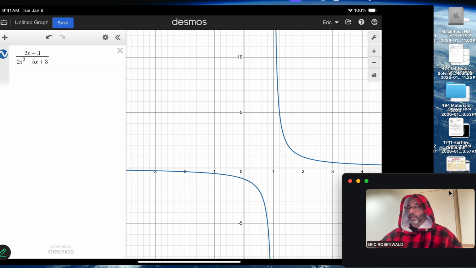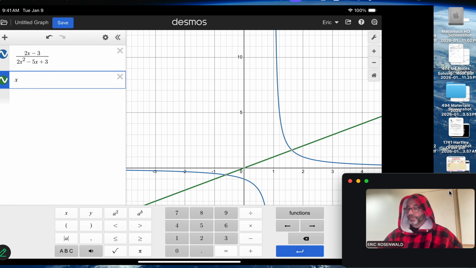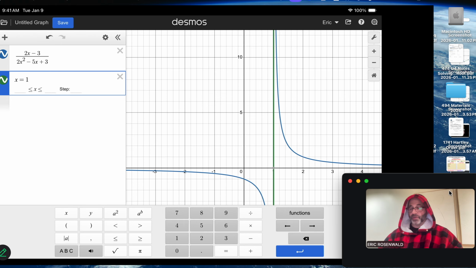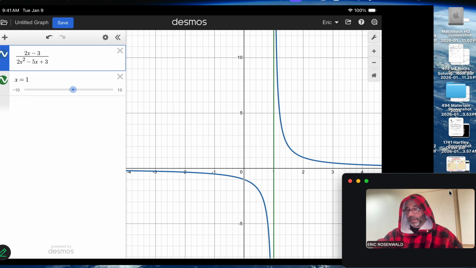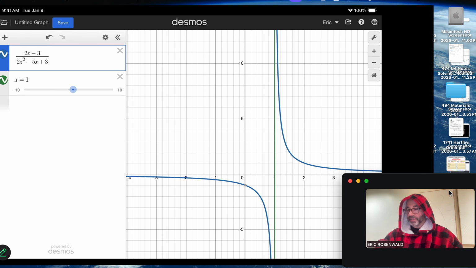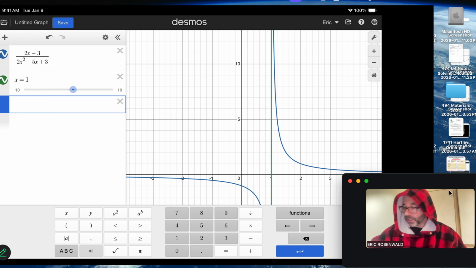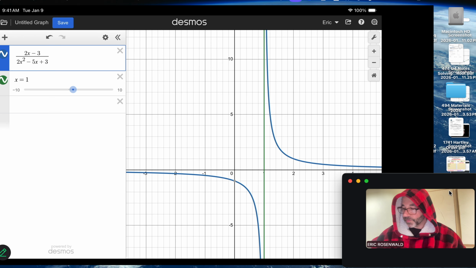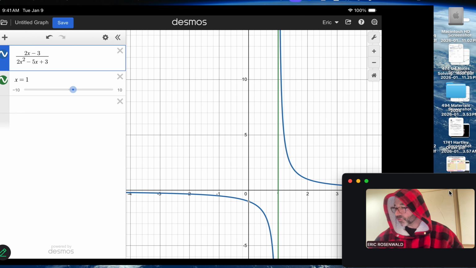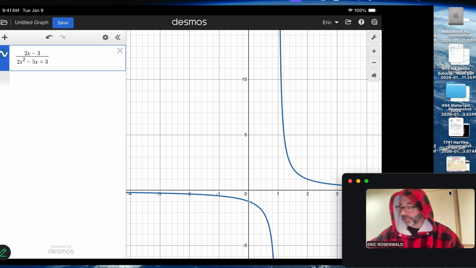So let's check it right here. At 1.5, x is equal to 1. You can see there's this vertical line right here. Now I'm going to go ahead and graph at 1.5. And at 1.5, I'm going to see if I can trace it out. Okay. Tracing this out right here. I can't get to trace. Hang on.